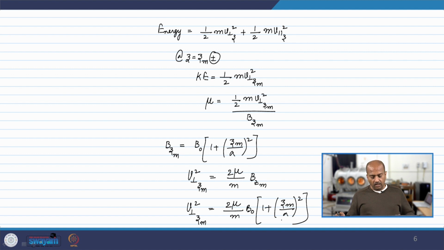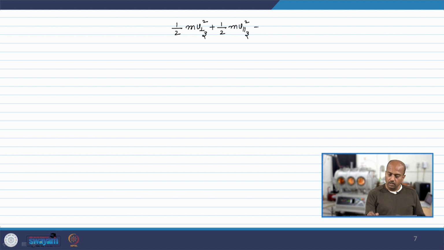Once you are writing the magnetic moment at the mirroring point, using the same formula, you are writing the perpendicular component of velocity at the mirroring point. So this velocity will be maximum, and so is this magnetic moment, right. We are going to use both the expressions.